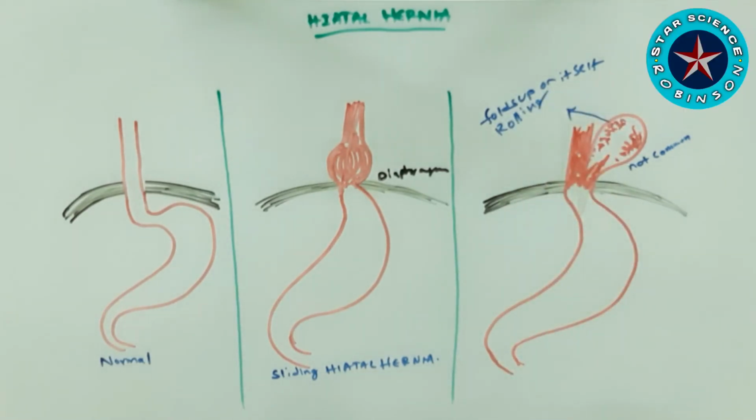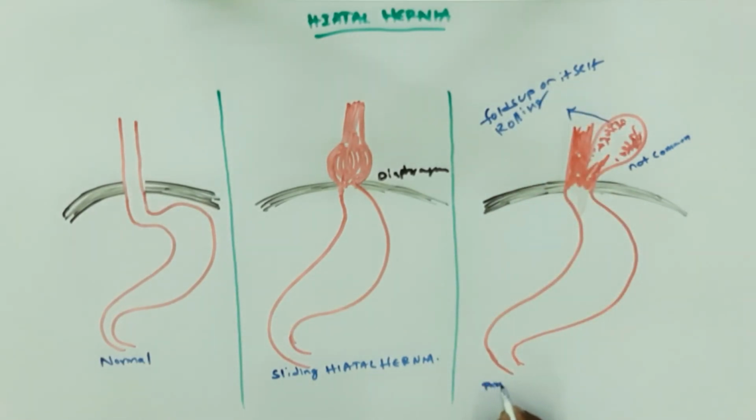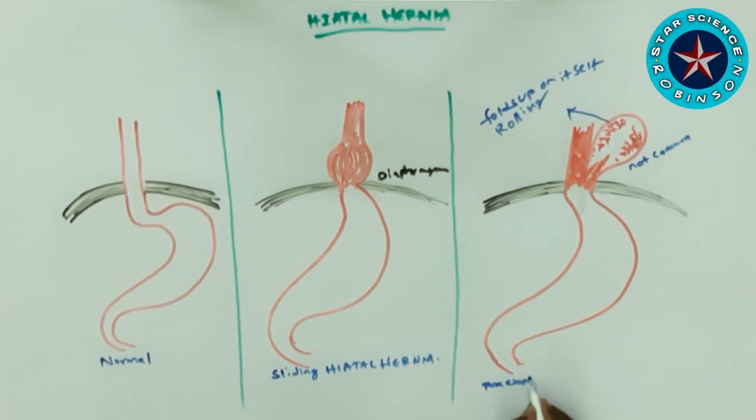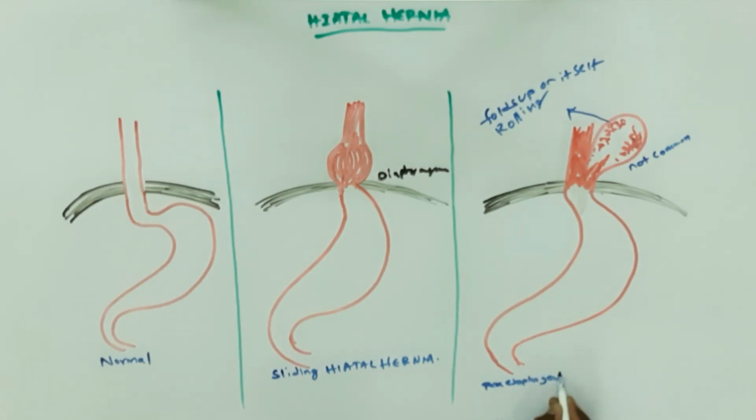So we have to remember that in this case the lower part of the esophagus and the stomach will enter the chest region. That is the thing we have to remember about the hiatal hernia.